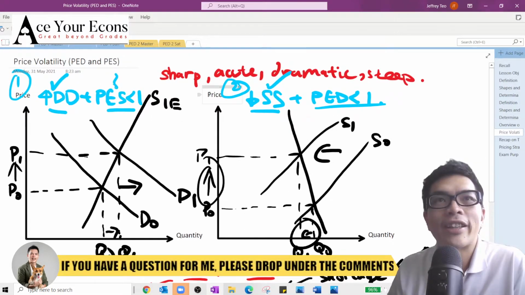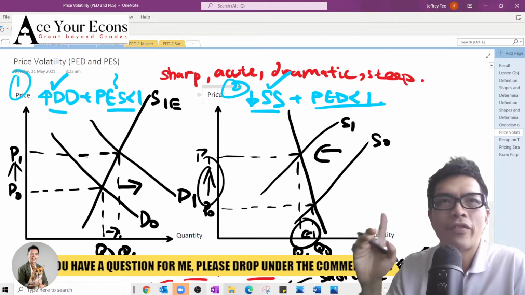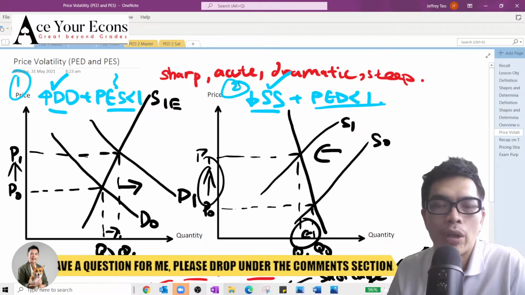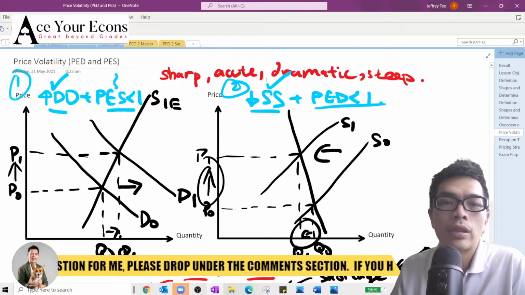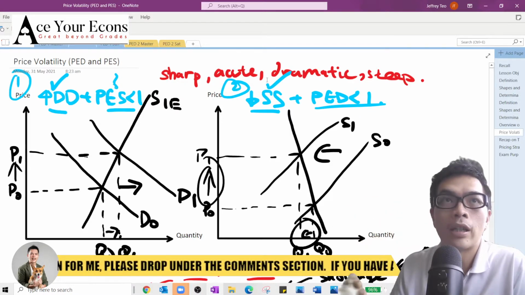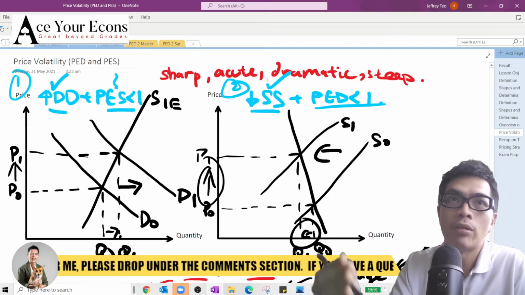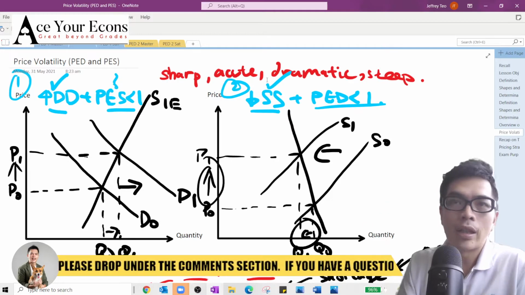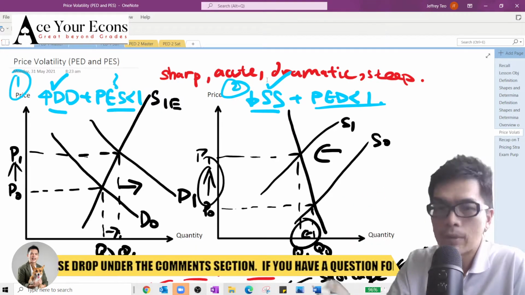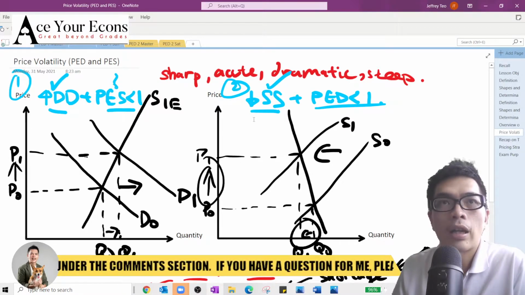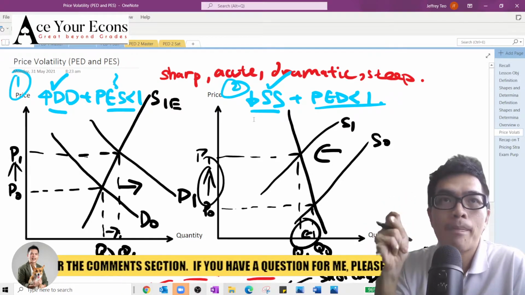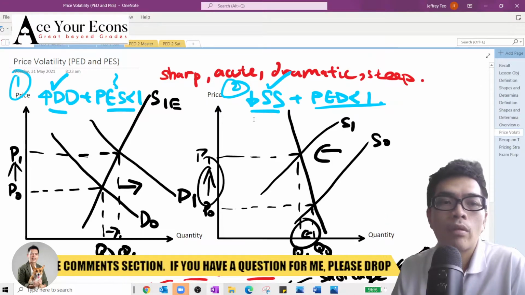Price volatility. The first key concept that we covered last week was price volatility, for exam application. The keywords that you want to be concerned about are sharp increase, acute increase, a dramatic increase, significant increase, steep increase in price. Whenever you see all these keywords, elasticity must be present, right?